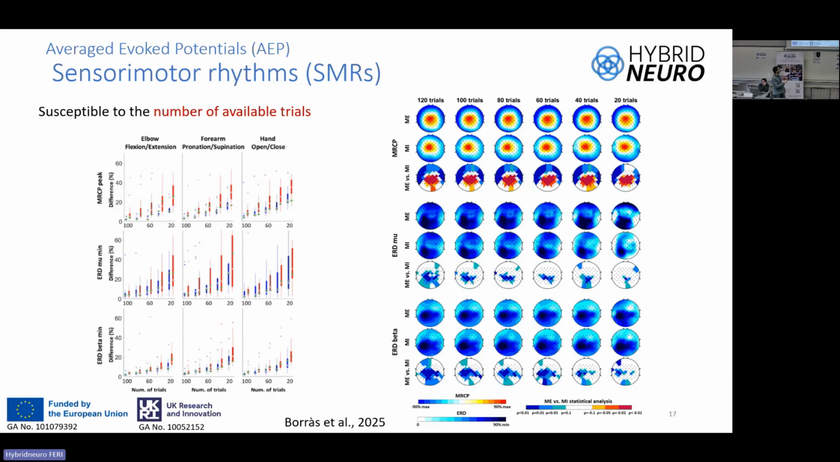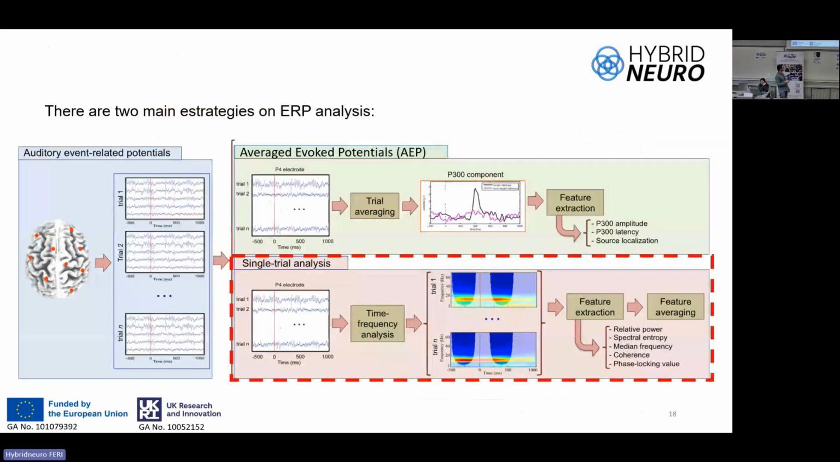But it's not necessary to go to the maximum number of trials, because maybe with a number of trials in the middle, we can characterize and localize well this kind of potential.